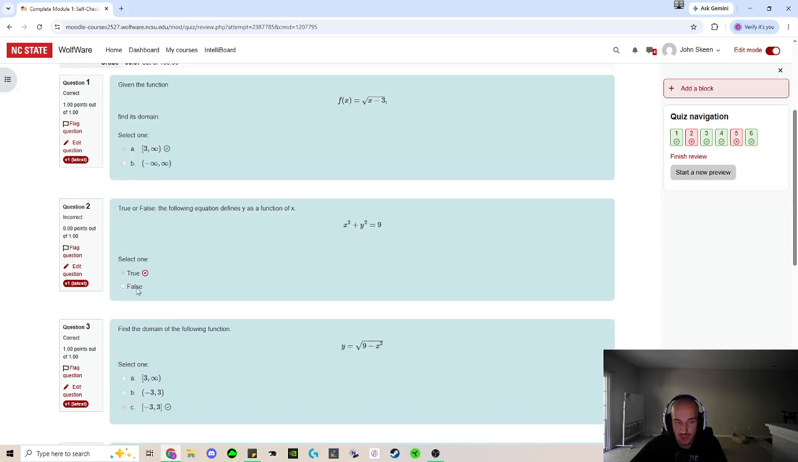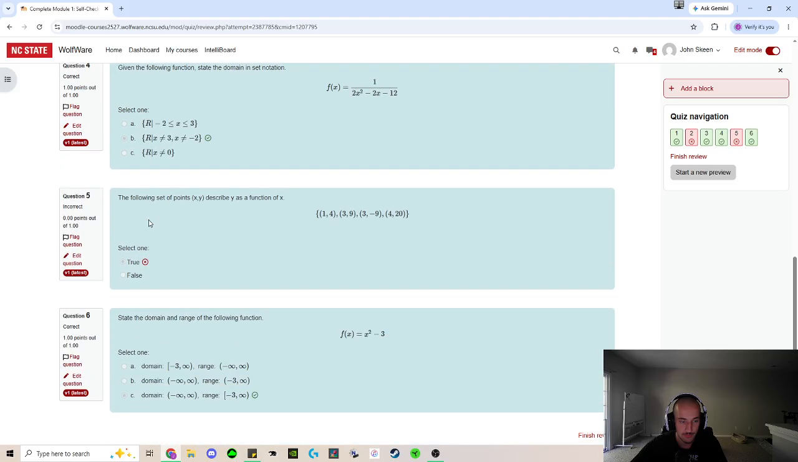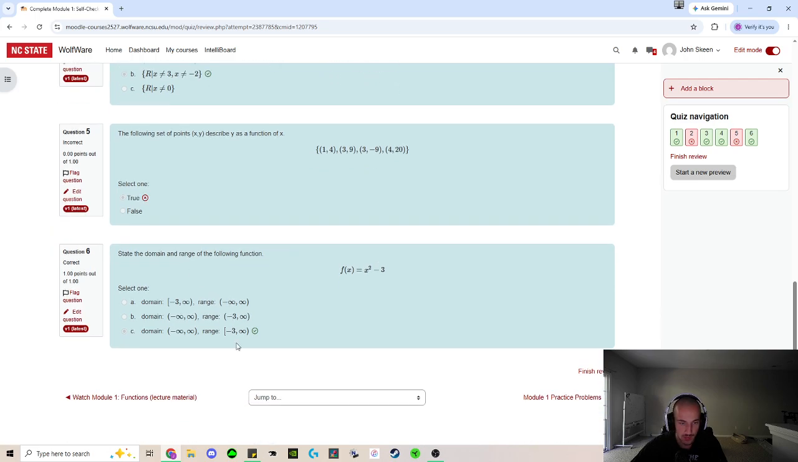But notice, I got this one wrong because we said this is a circle, no vertical line test, but I put true. Got this one wrong, right? Because I was saying that 3 maps to both 9 and negative 9, but I put true. And then we got the rest of them right.